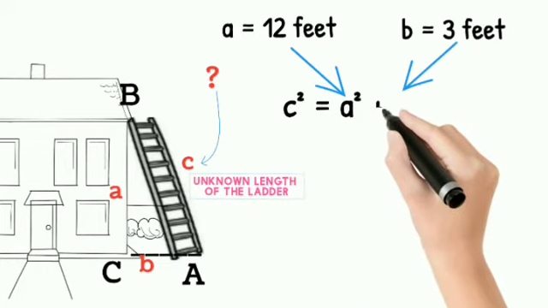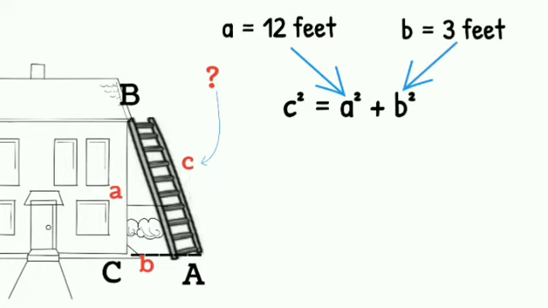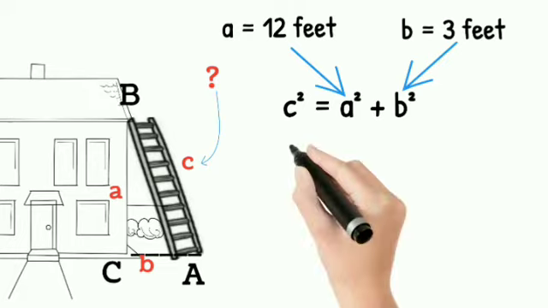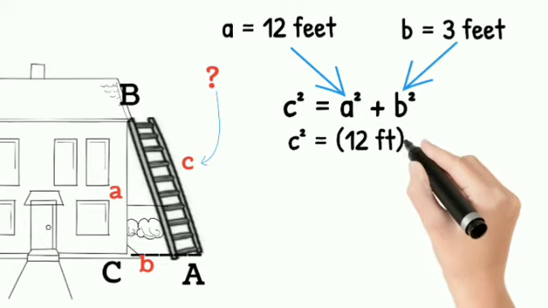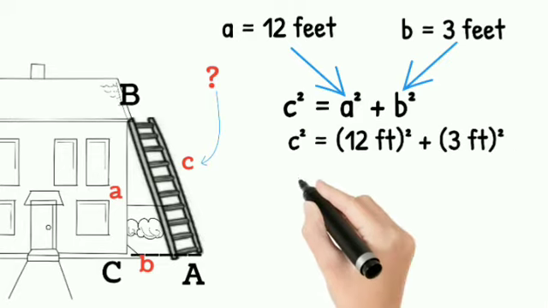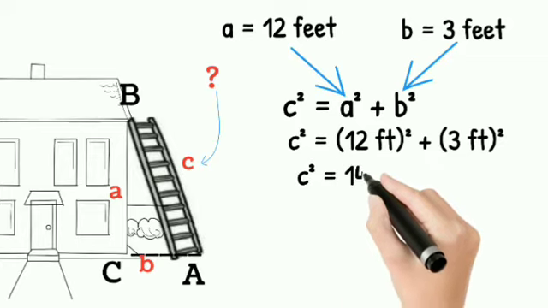To start solving the unknown length of the ladder, substitute the value of a and b to the Pythagorean formula c squared equals a squared plus b squared. Thus, c squared is equal to the quantity of 12 feet squared plus the quantity of 3 feet squared. To get the squared quantities, multiply both 12 feet and 3 feet by themselves.